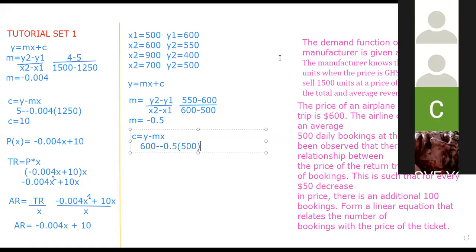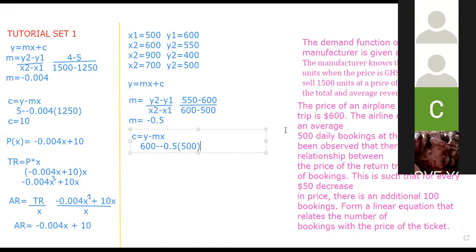Why are all the answers the same? Yeah, because we are following the linear relationship. It says the relationship is such that for every 50 decrease, there's an additional 100. Look at it. 50 divided by 100 is what? 1 over 2. And 1 over 2 is what? 0.5. And is our M not 0.5? Yes, sir. And what is the relationship when one variable goes down and one variable goes up? Inverse relationship. Inverse. That's why you can see negative.